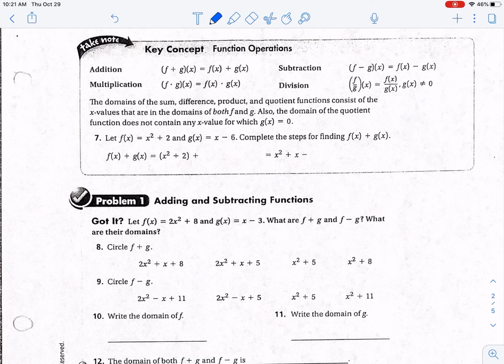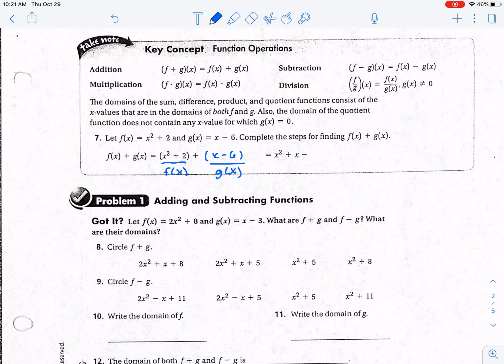All right, so let's take a look at this first problem, number 7. It says, let f of x equal x squared plus 2, g of x is x minus 6. You're finding f of x plus g of x. So in other words, notice I have my f function. I'm going to add to it my g function, x minus 6. Okay, so here is the f of x, and this one is the g of x.